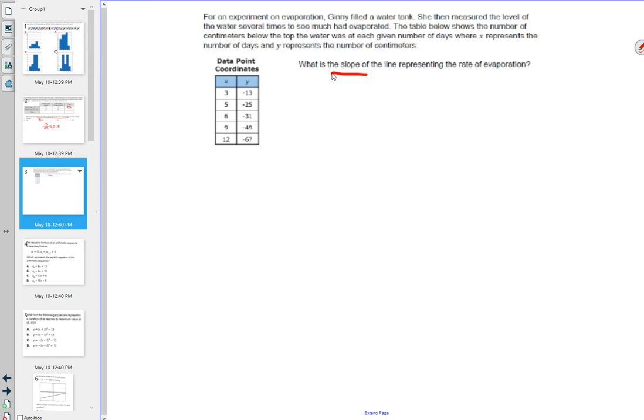Now that's implying that it's linear. I guess maybe we should check to make sure it's linear, but this is implying it's linear, so you should be able to get any 2 points. So like if you do the first one, that would be negative 13 plus 25 over 3 minus 5, which is 12 over negative 2, and that gives you negative 6.